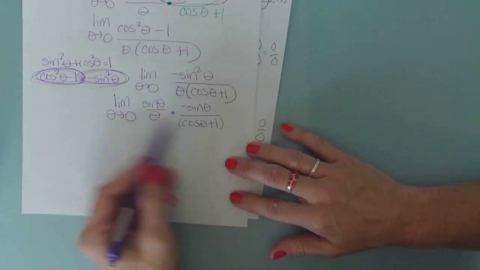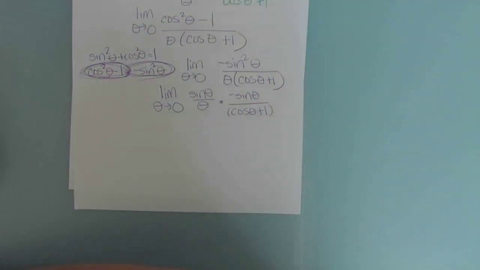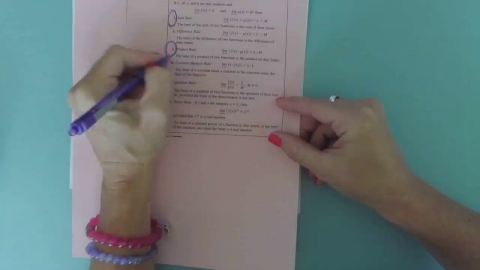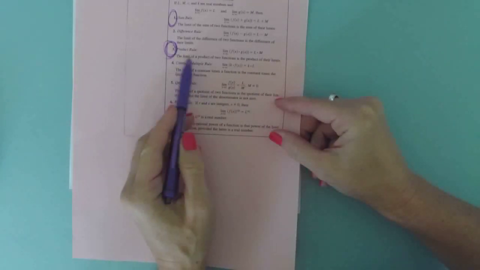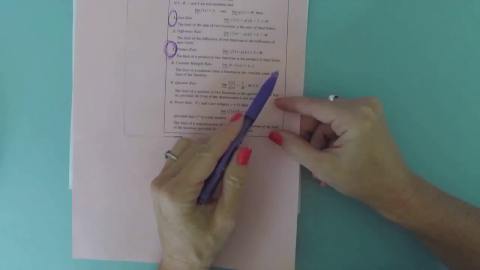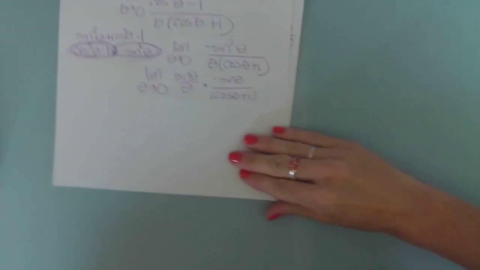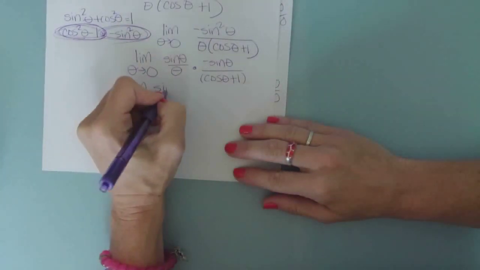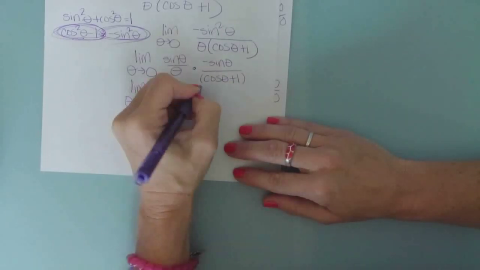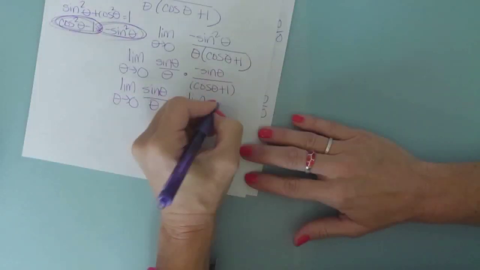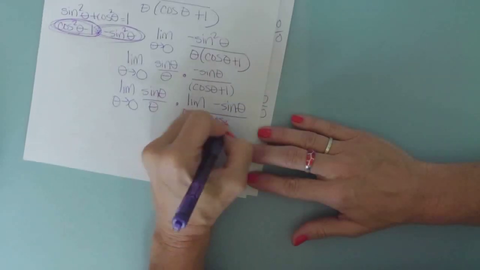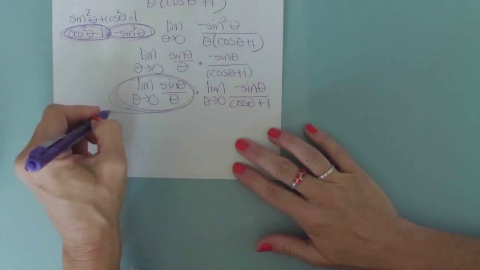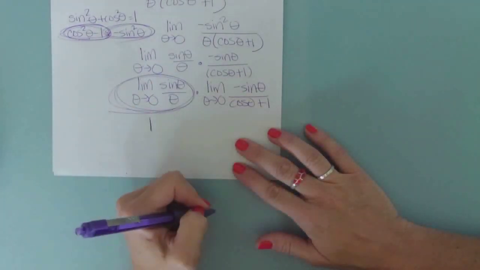I haven't changed anything. I just rewrote it. Look, sine theta times negative sine theta is still negative sine squared theta, and theta times this quantity is still right here. I've just split them apart. Now, appealing to the pink sheet, the properties of limits. There is a property, number 3, called the product rule, which says that the limit of a product is equal to the product of the limits, much like the sum rule. So my next step is going to be breaking this apart. So I'm going to do the limit of sine theta over theta times the limit of the leftovers, negative sine theta over cosine theta plus 1.